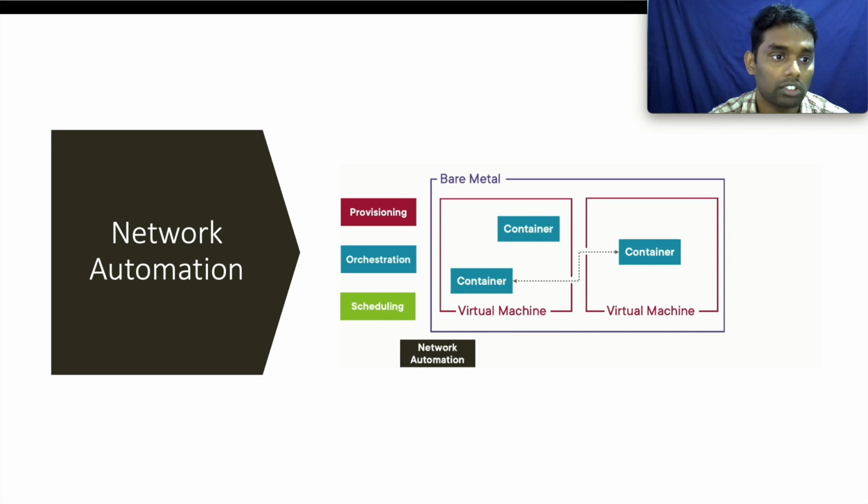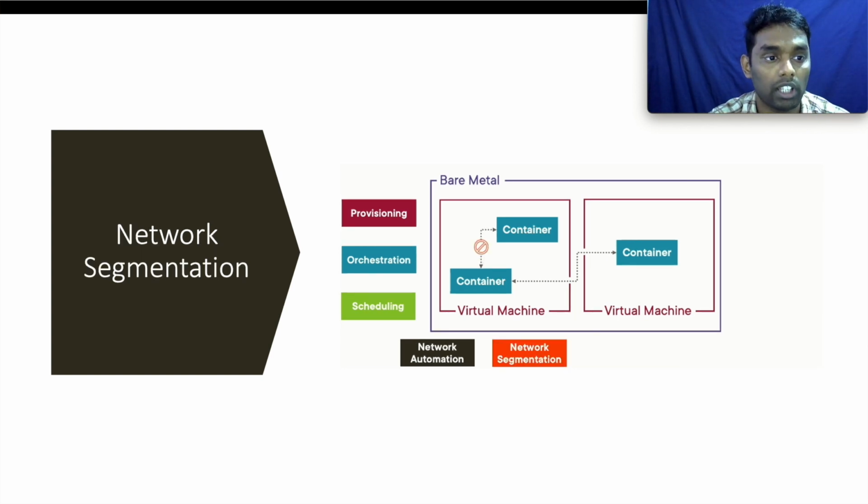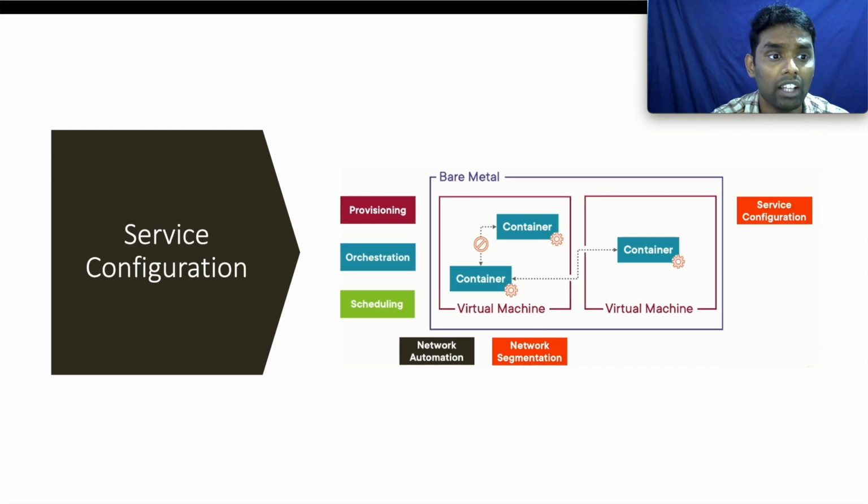Then we have something called network automation, which helps your applications communicate between themselves or even with the outside world. We have something called network segmentation, which is nothing but the opposite of network automation. We need to make sure our applications are only allowed to talk with the ones they need to. And then we dive into runtime processes like service configuration, where applications need to be configured through a process called service configuration.